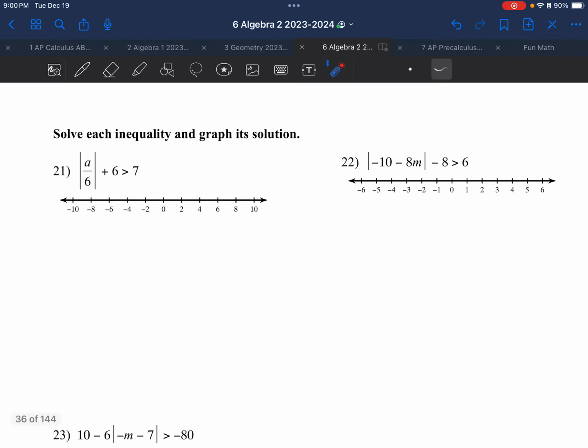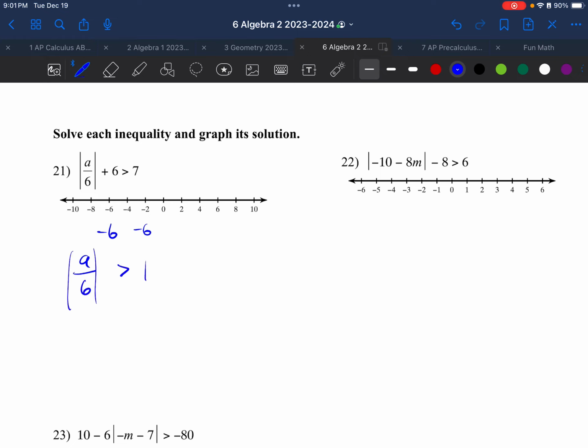In number 21, we have an absolute value inequality. So again, the trick is we want to get rid of everything except for the absolute value. This +6 is going to go away. So -6. I want to do that down a little bit. So I have room -6, and I get absolute value of a over 6 is now strictly greater than 1.